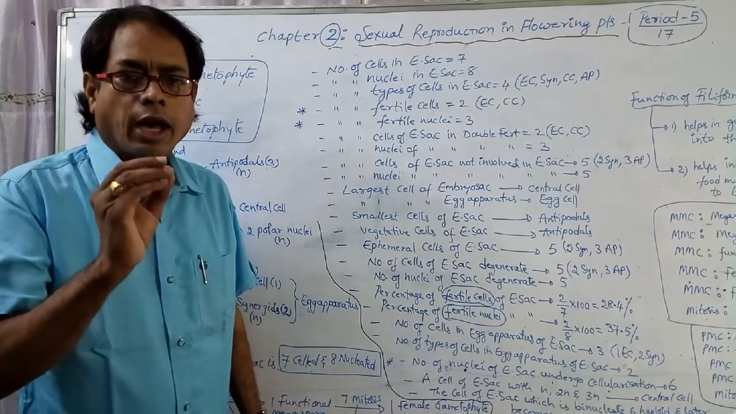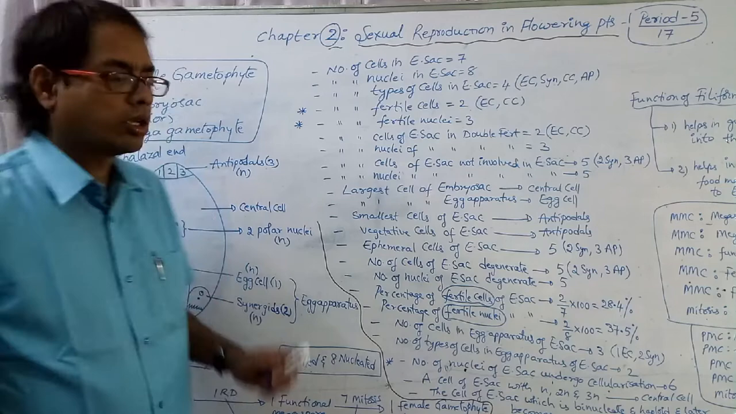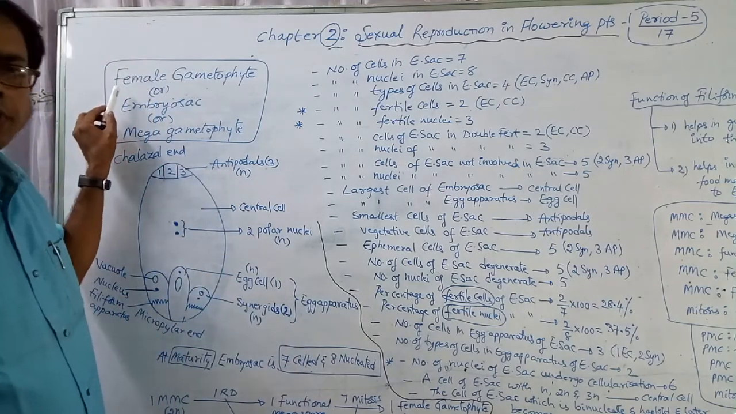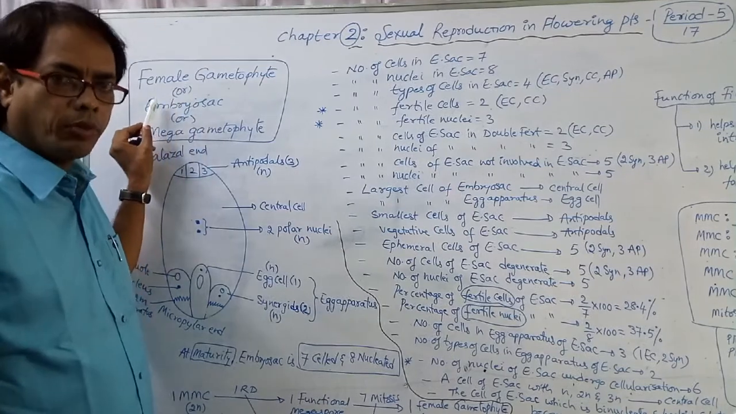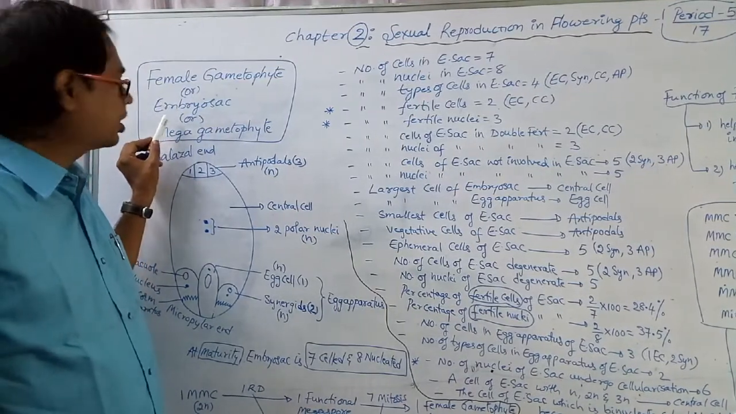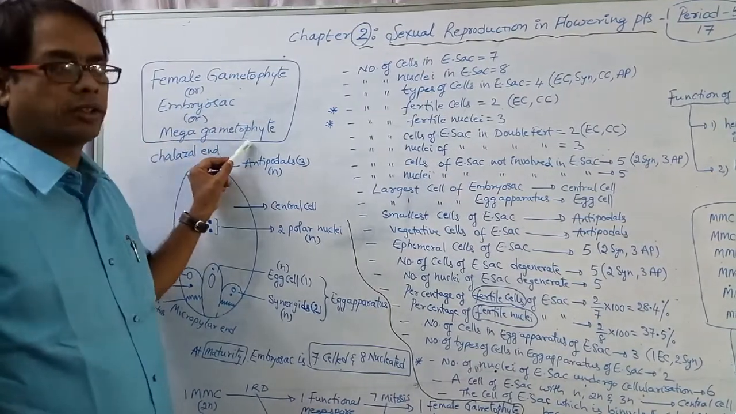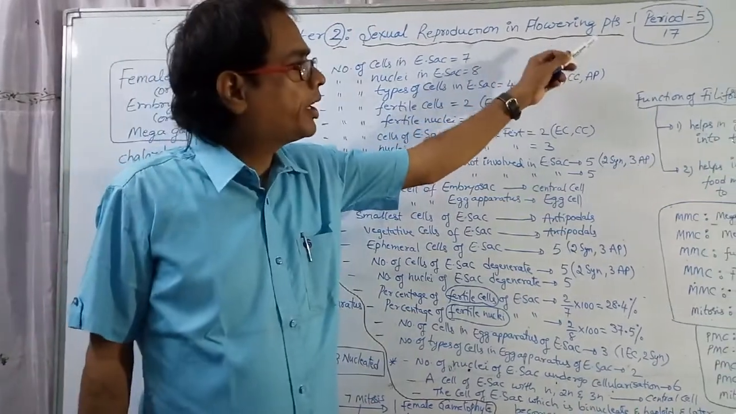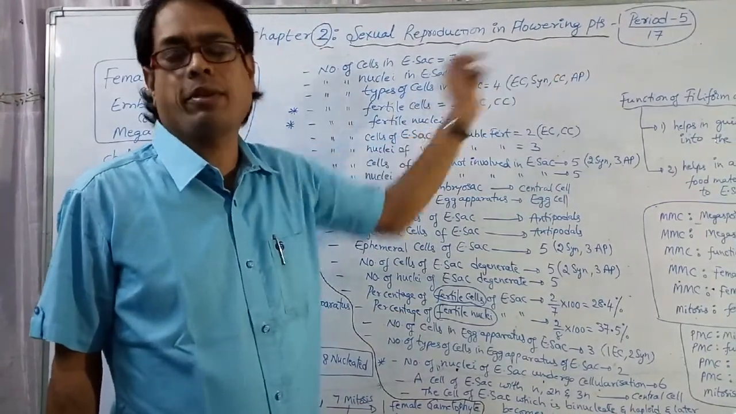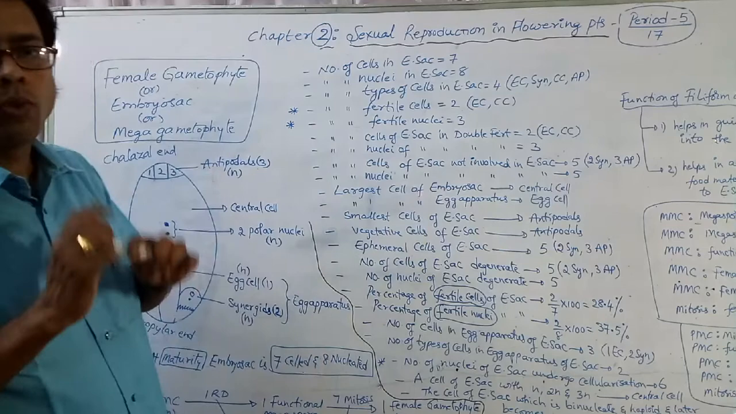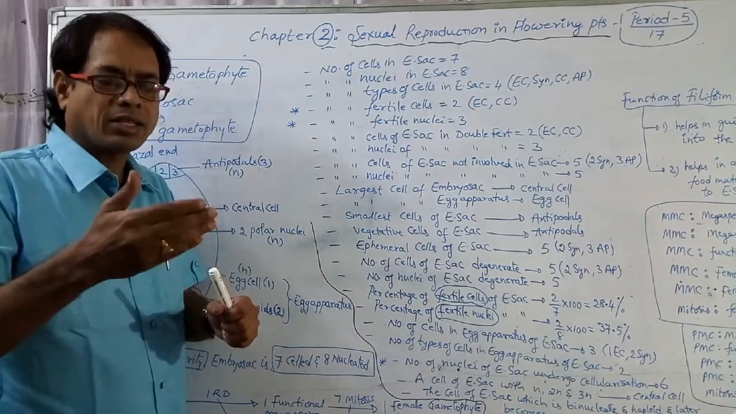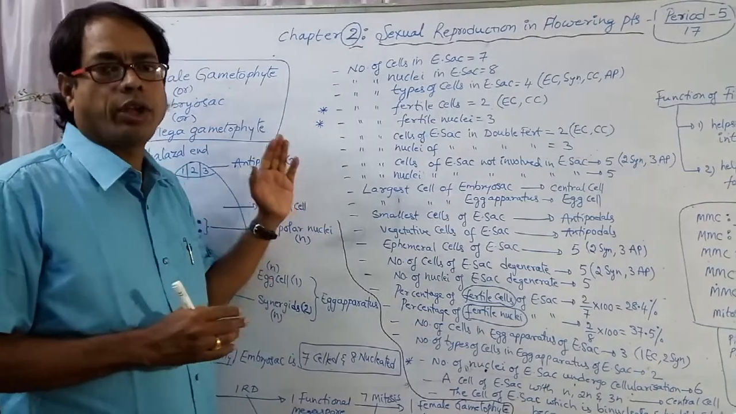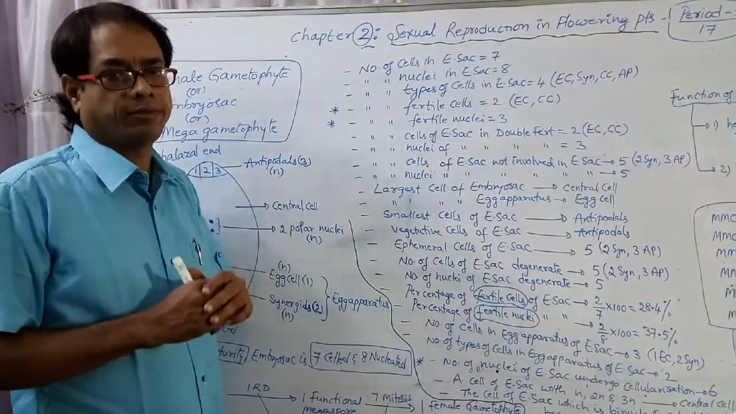Now I am going to explain the structure of the female gametophyte, or embryo sac, or megagametophyte, that is period 5 part B. What is the structure of embryo sac? What parts does it contain? I am going to explain in detail.